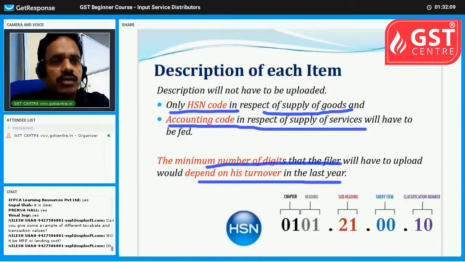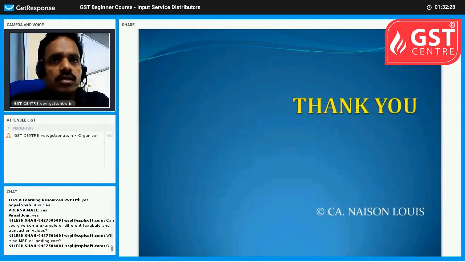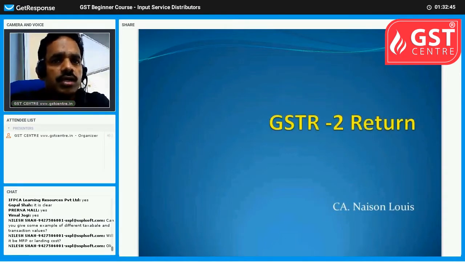Then a description for each item is given, as HSN code for goods and service accounting code for services, and transaction value and taxable value, as per the specified transactions mentioned in the GST Act. That is regarding the first PPT on return. We will cover one more PPT on return. Actually, there are 5 PPTs. We will cover one more and we'll stop with that. Okay, because that is also important.